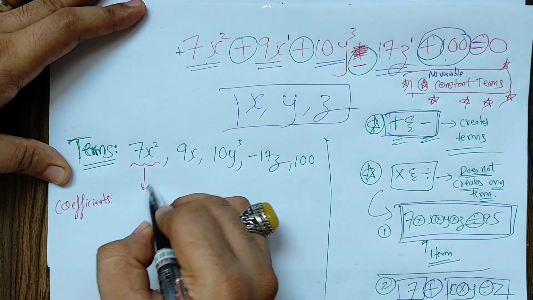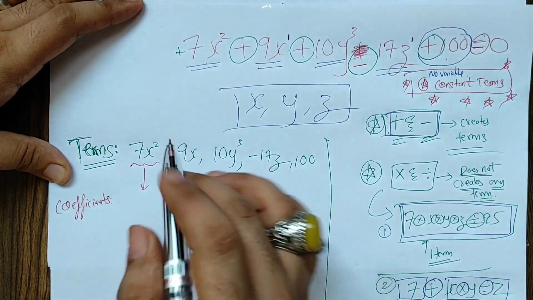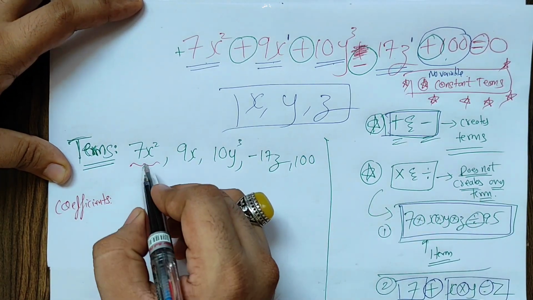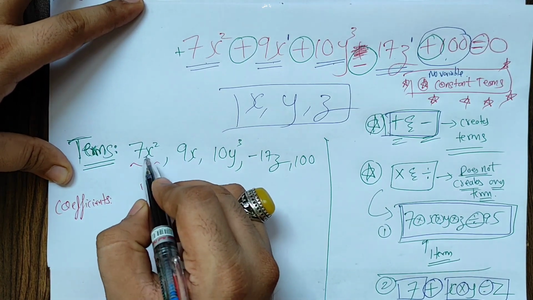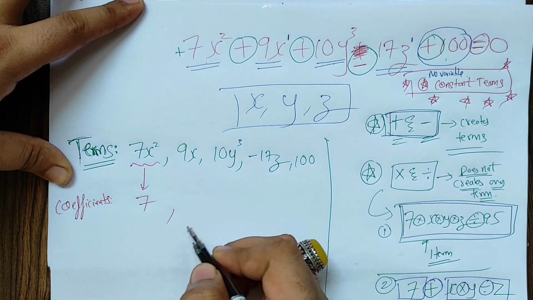Now, the number along with the variable here: the variable is x. Of course the power of the variable is square, but it does not matter for me. So x square, here x is a variable. So what is the number along with the variable? 7. So the coefficient will be 7.